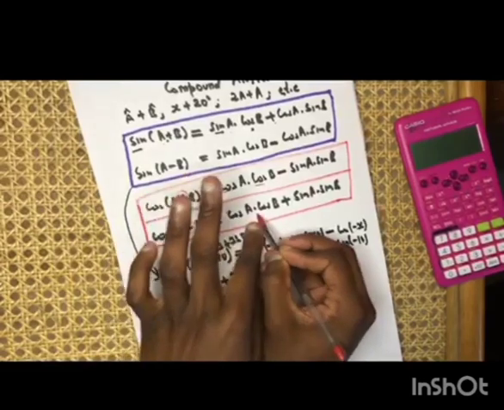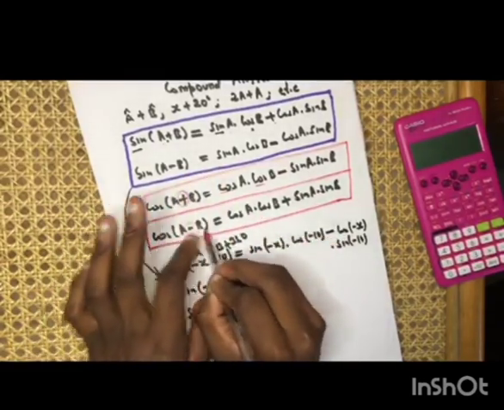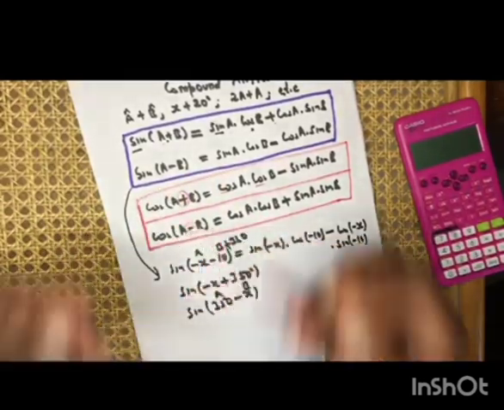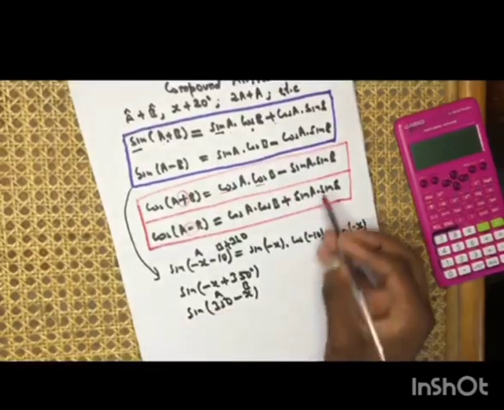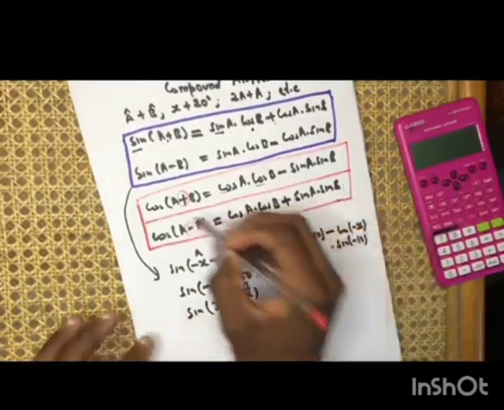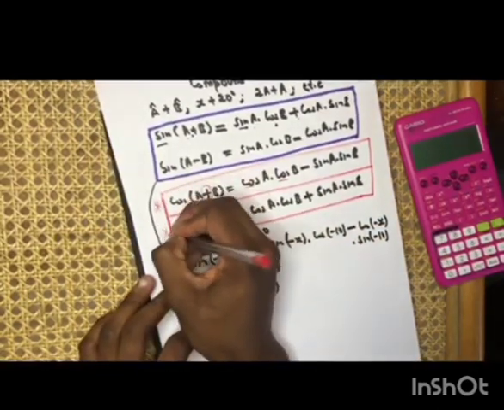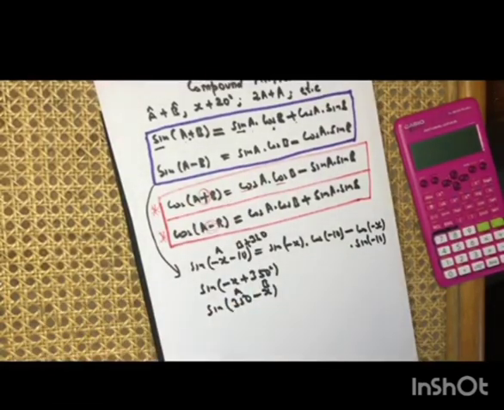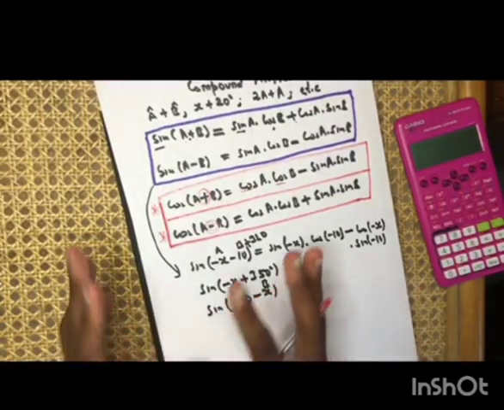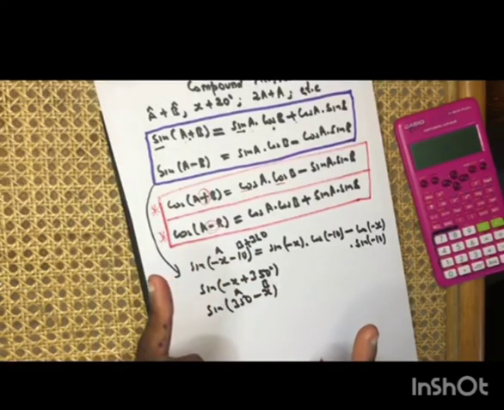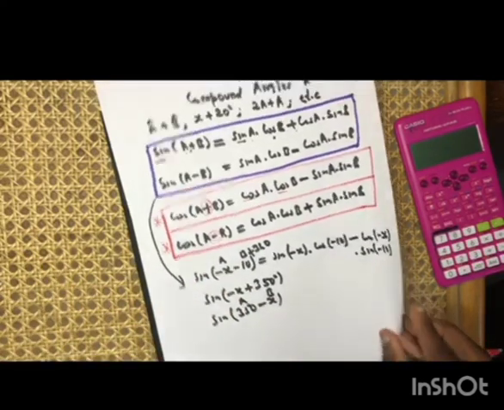This is going to be cos A cos B, then the sign must change to become positive. So this is sine A sine B. So these are your compound angles. You must know them. We said the compound angle is an angle that is formed by adding or subtracting two angles. Understand?